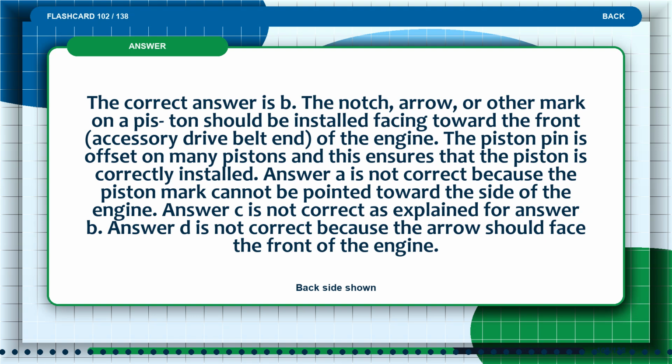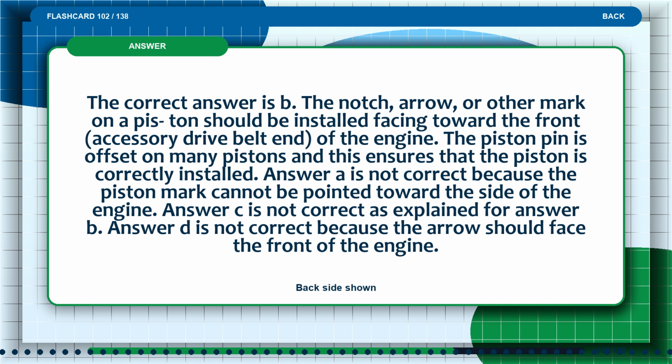The correct answer is B. The notch, arrow, or other mark on a piston should be installed facing toward the front accessory drive belt end of the engine. The piston pin is offset on many pistons and this ensures that the piston is correctly installed.